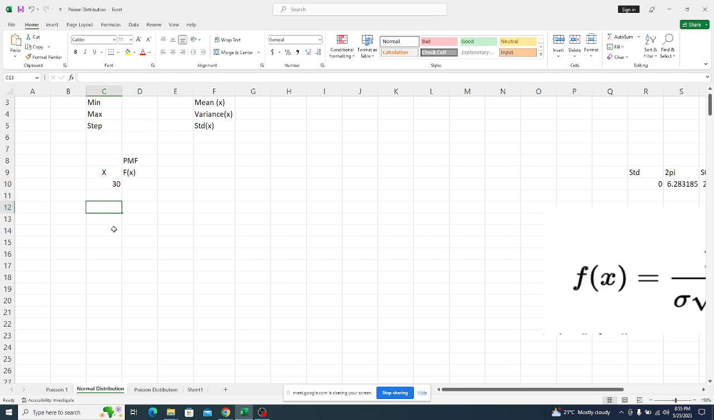So we can go by a step of 5, or by a 1. But let's start with a step of 5. With the step of 5, we are going to say it will be equal to this plus 5. So if we go by plus 5, then you can now drag your values.